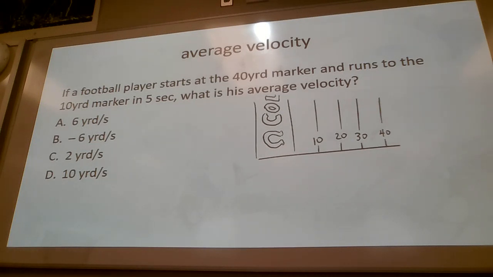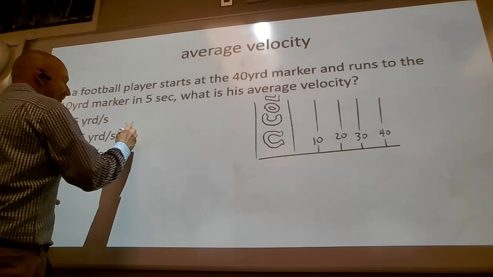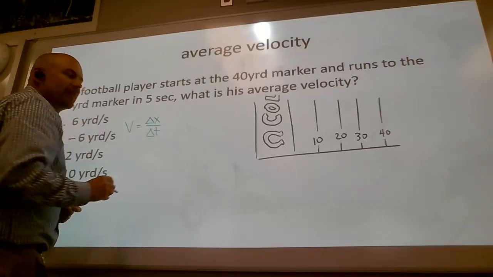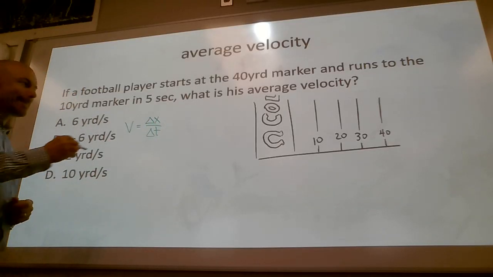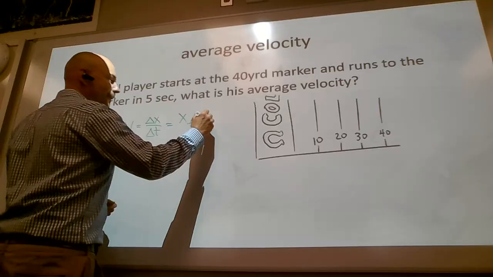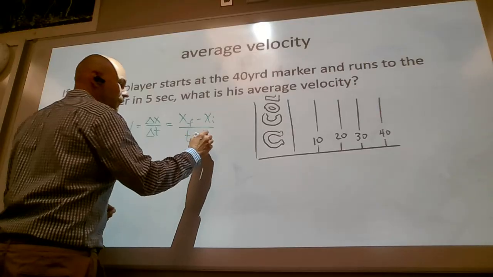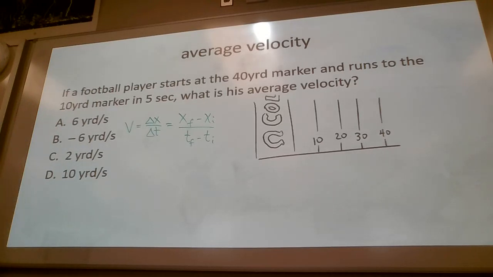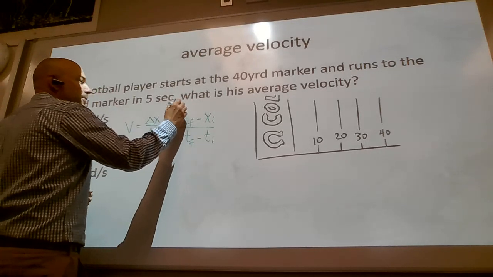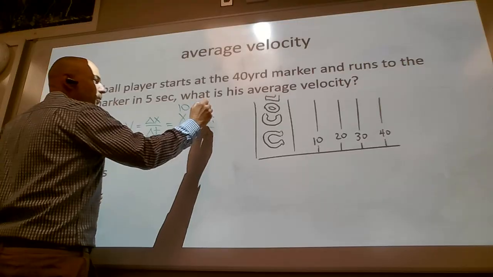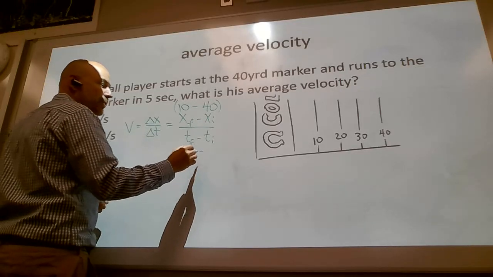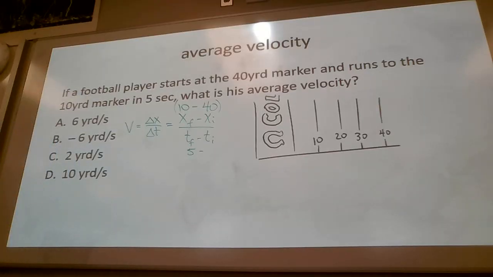Okay. Correct answer is... all right. So, average velocity is displacement over time. Okay. I could expand that. Like that. Final position minus initial position over final clock reading minus initial clock reading. So my final position was 10 yards. My initial was 40. My final clock reading was 5 seconds. My initial clock reading, they don't specify this, but you can assume it's zero.